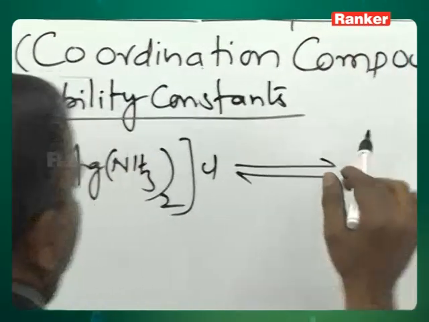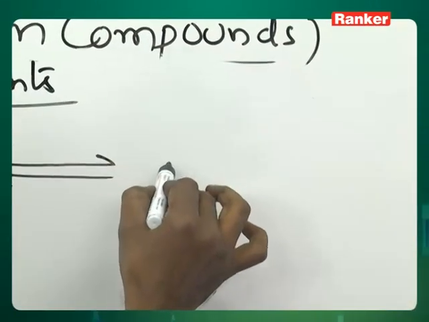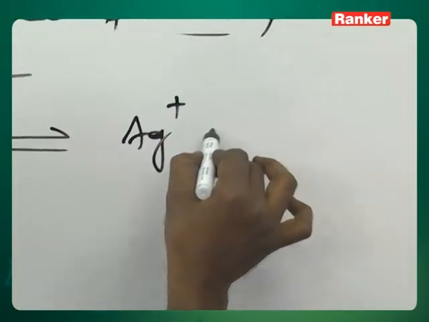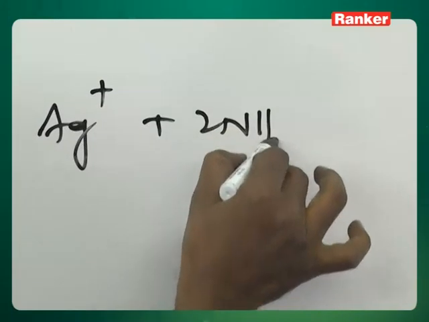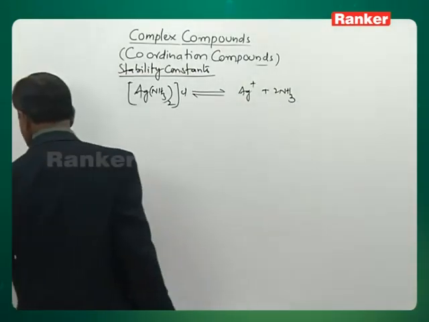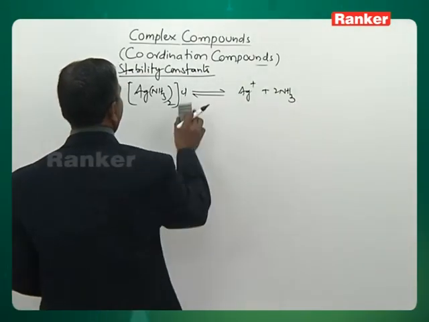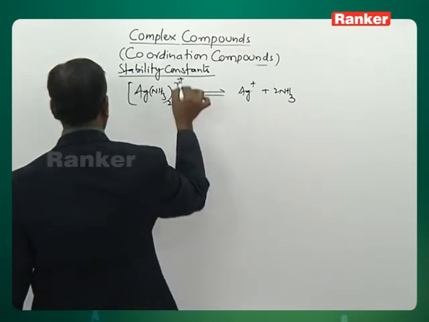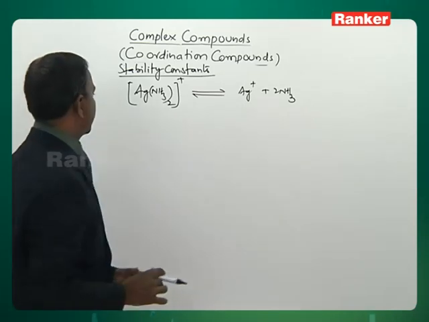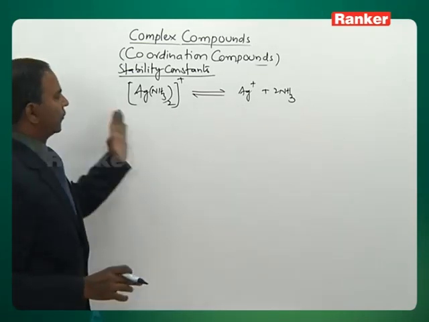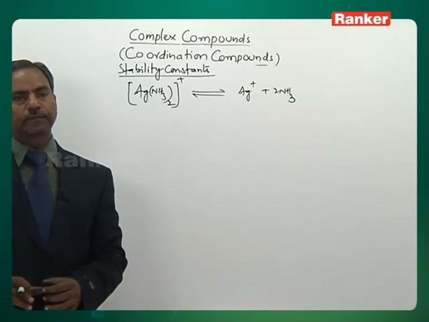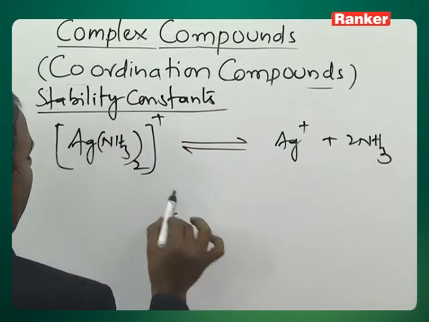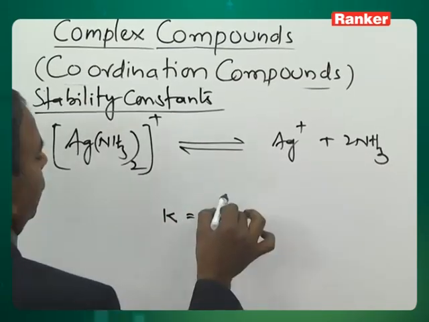It ionizes to produce what? A metal cation and amine ligands. Instead of writing this particular chloride, let me write this in a brief, easy way: Ag(NH3)2 plus, its ionization in the aqueous solution like this. Let us write the equilibrium constant for this particular equilibrium equation.